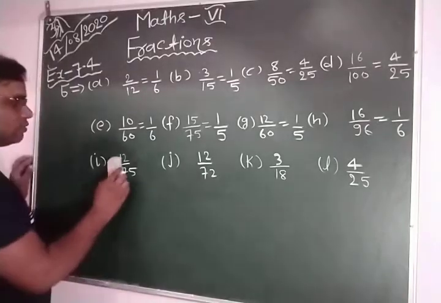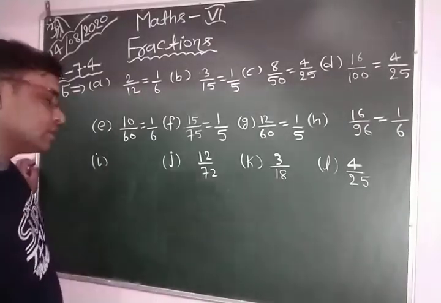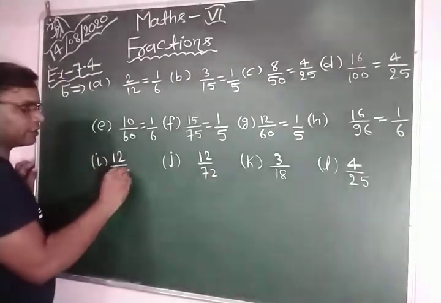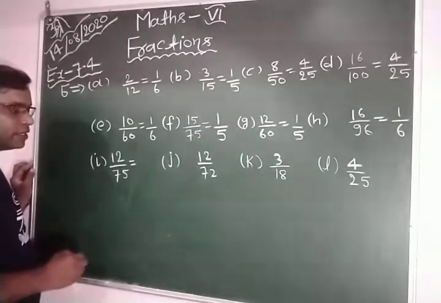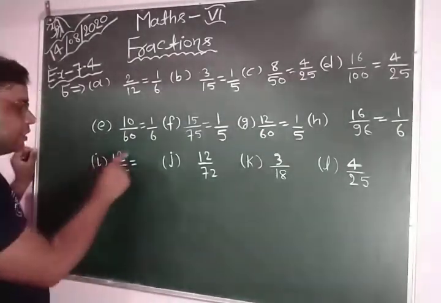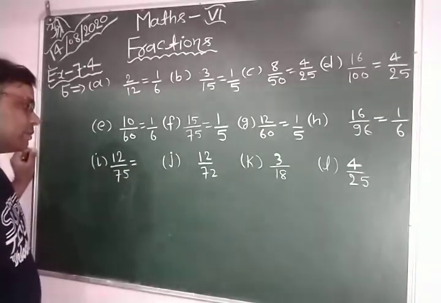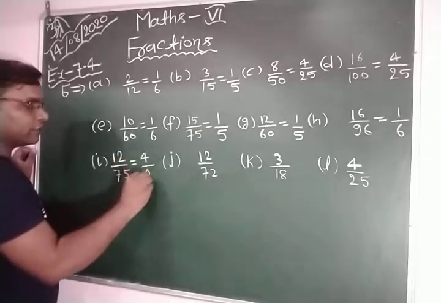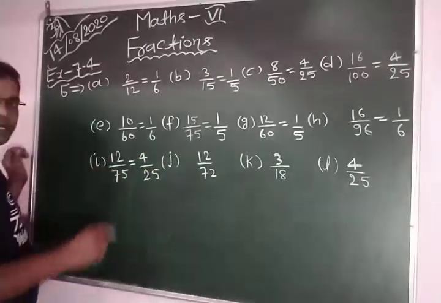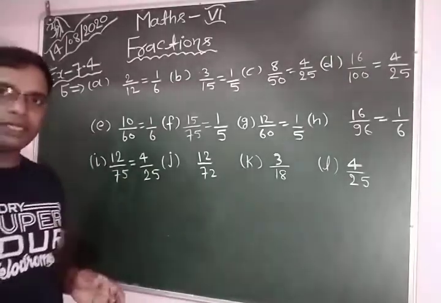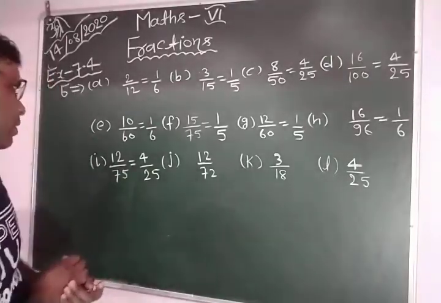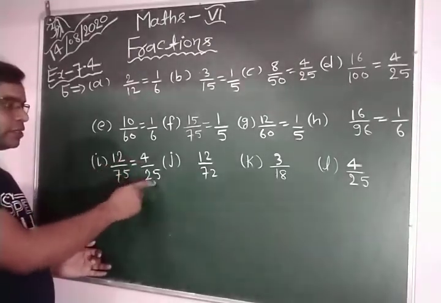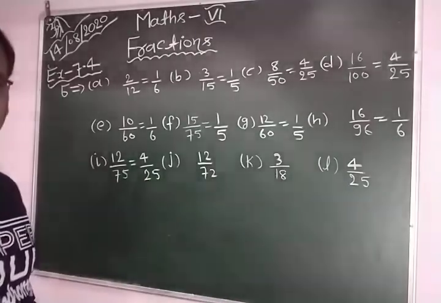Okay. Now this part is 12 by 75. If you simplify it, you divide the numerator and denominator by 3, and then we obtain 4 by 25. 12 by 75, if we divide the numerator and denominator by 3, then we obtain 4 by 25. 4 threes are 12 and 25 threes are 75.